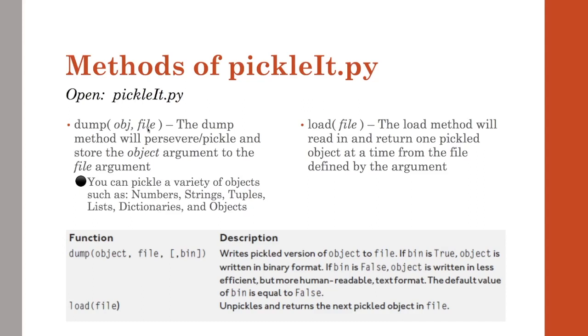So remember, we're not opening a file here, so there's no stream already created, but the pickle module creates that stream when we start to place stuff in or pull stuff out. Okay? You can actually pickle a lot of different things: numbers, strings, tuples, lists, dictionaries, and objects. We're going to worry more about objects and lists in this case. And the second thing that you can do from the pickle module that we'll be working with is load. If you load, you pass it a file name, and the load method will read in and return one pickled object at a time from the file defined by the argument. Okay, so it unpickles it and brings it in.